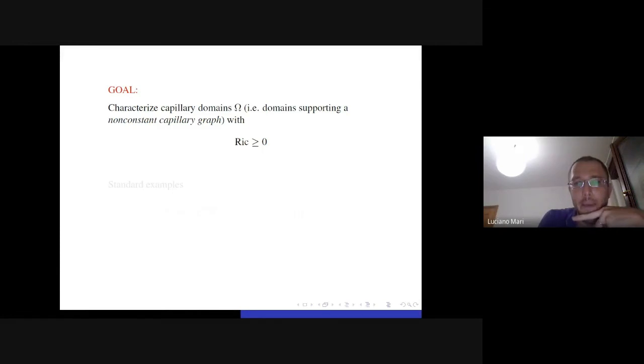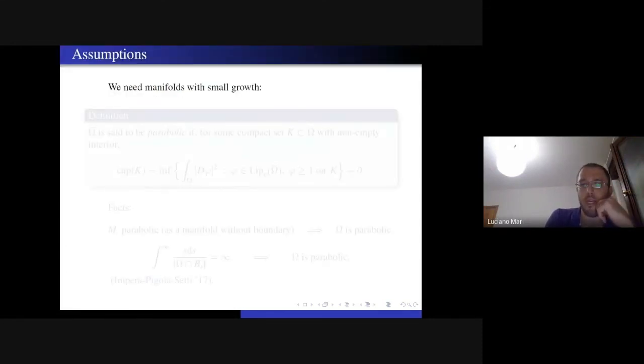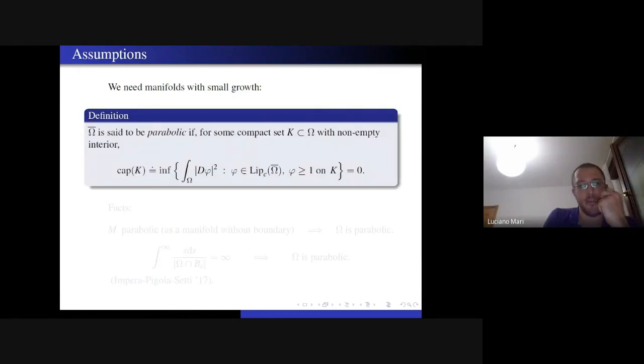We want to characterize capillary domains, so domains supporting non-constant capillary graphs with non-negative Ricci curvature. And as I said, the standard examples possess a bounded killing field in direction orthogonal to N. So the bounded killing field is also orthogonal to the boundary. U is increasing along the flow, and U is bounded from below, but not always from above. The example of the half space shows. I just need 2 slides.